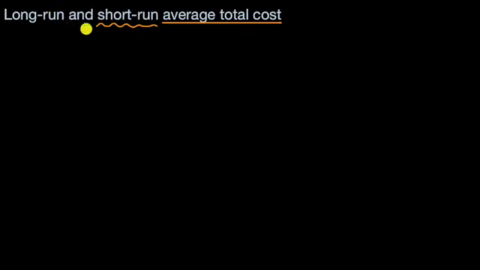But in the long run, you can always add more factories or shut down factories. So in the long run, everything is variable. So what we're going to do in this video is think about how the average total costs that we've studied in previous videos, which were actually short-run average total costs, relate to the long-run average total cost.